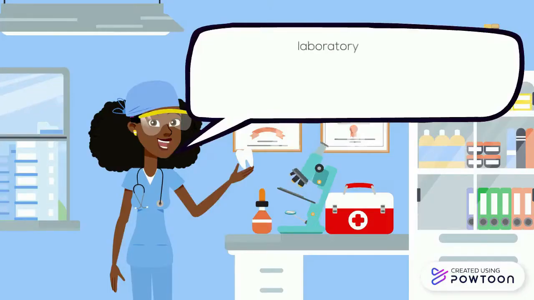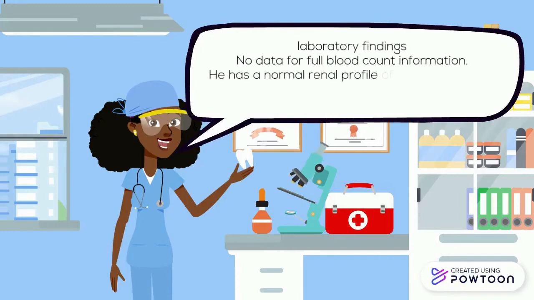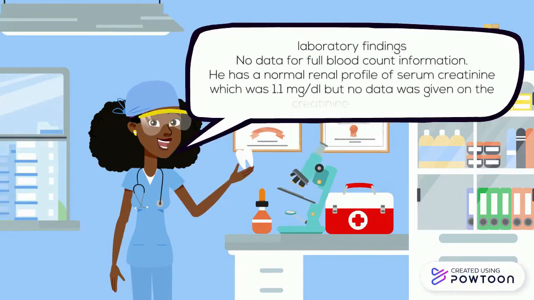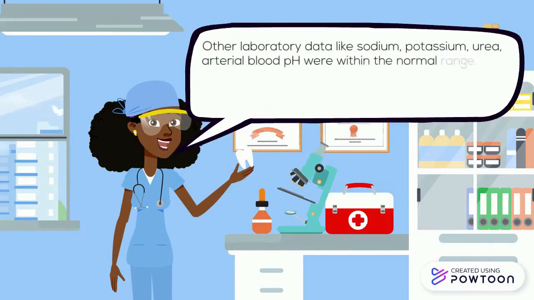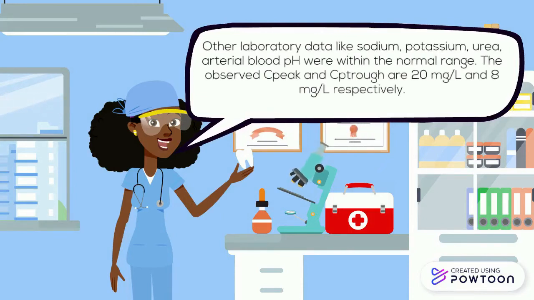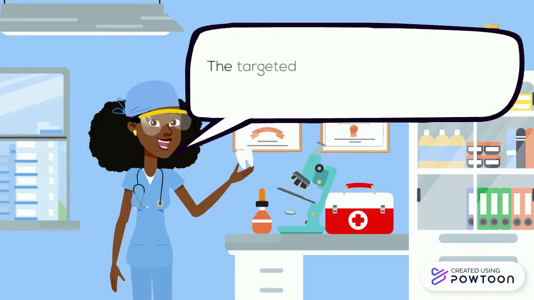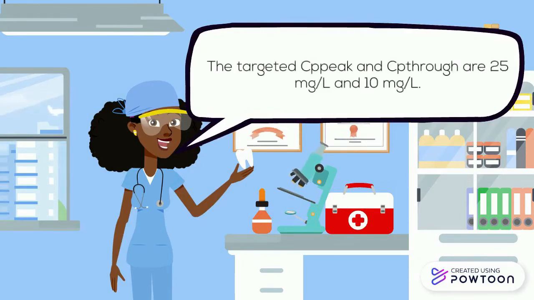Based on the laboratory findings, there is no data for full blood count information. He has a normal renal profile of serum creatinine, which was 1.1 mg per deciliter, but no data was given on the creatinine clearance. Other laboratory data like sodium, potassium, urea, and arterial blood pH were within the normal range. The observed Cpeak and Ctrough are 20 mg per liter and 8 mg per liter respectively. The targeted Cpeak and Ctrough are 25 mg per liter and 10 mg per liter.